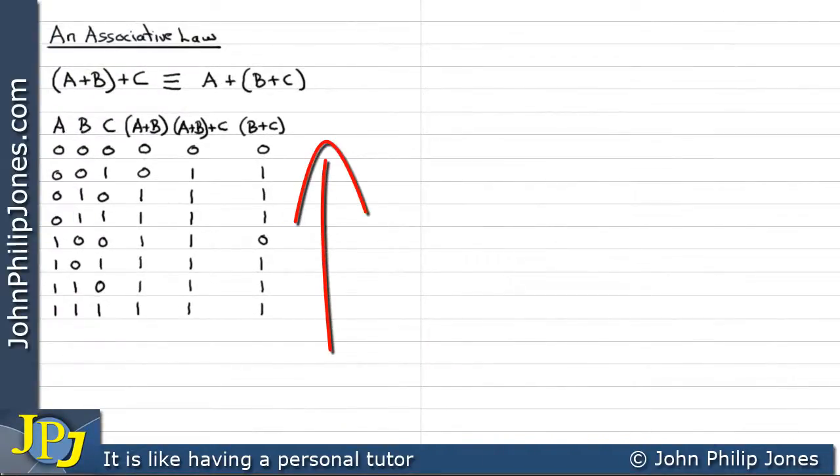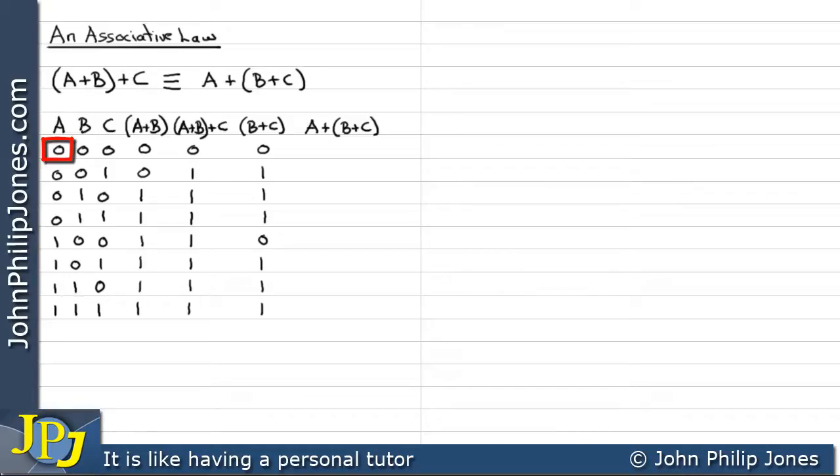Now I'm going to take A and I'm going to OR that with the column I've just produced, the B or C column. And let's see what we get for this. Let's go through each in turn. Of course, this is pretty laborious, but nevertheless, let's just do it.